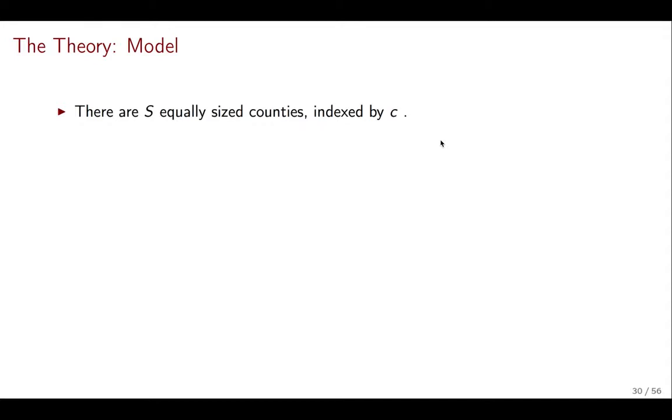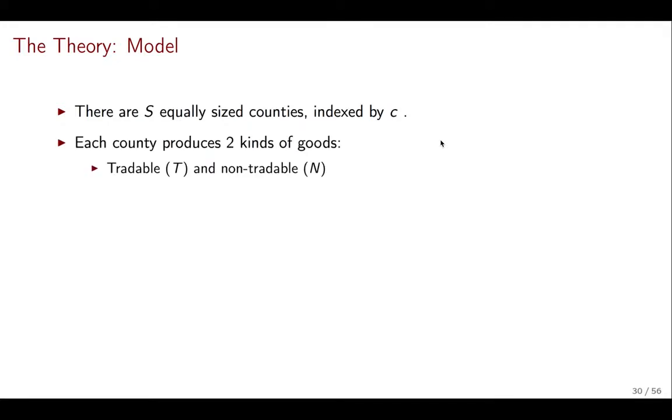It's a bit different to the ones we've done before, because the first thing is, instead of a single agent in a single place, we're going to have a model with S equally sized counties. So we're going to have different places in this economy. And so we're going to use the index C for a given county. Then each county is going to produce two kinds of goods. Another difference with other models we've done.